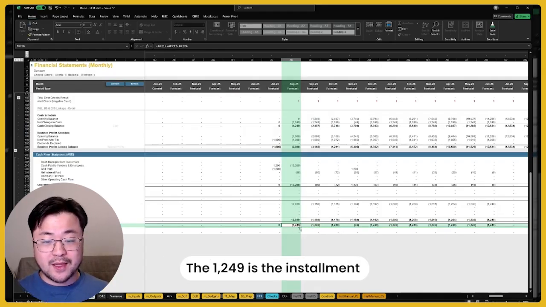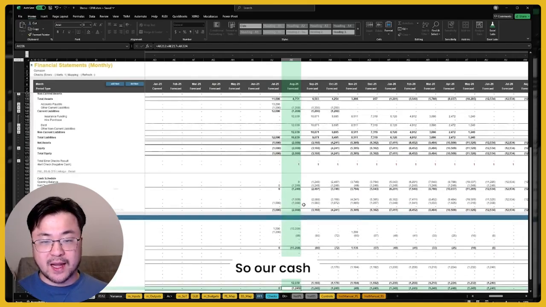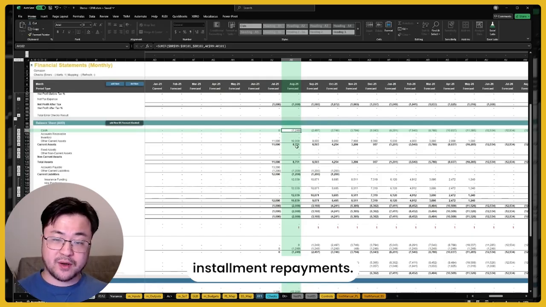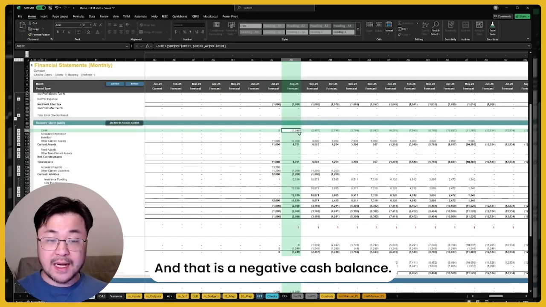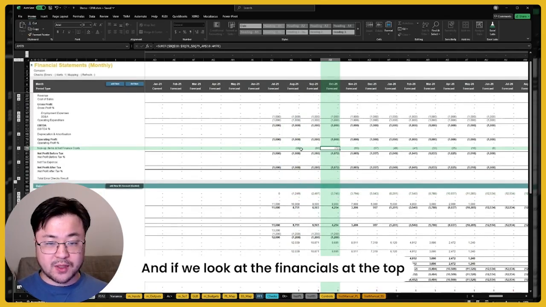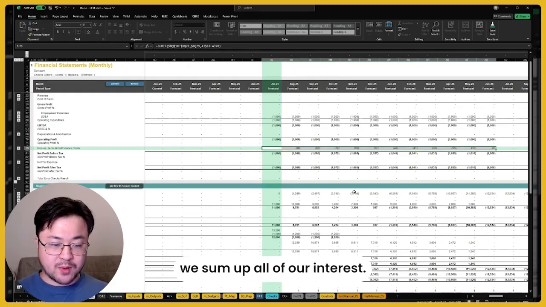Now that we've got that explained, the figure here, the net cash flow of 1249, is actually a good example. The 1249 is the installment that we're now paying. So our cash, although we've got funding, we still need to make those installment repayments. In this case, we've got the installment of 1249, and that is our negative cash balance. And if we look at the financials up the top, just to give ourselves a bit of a sense check, we sum up all of our interest.